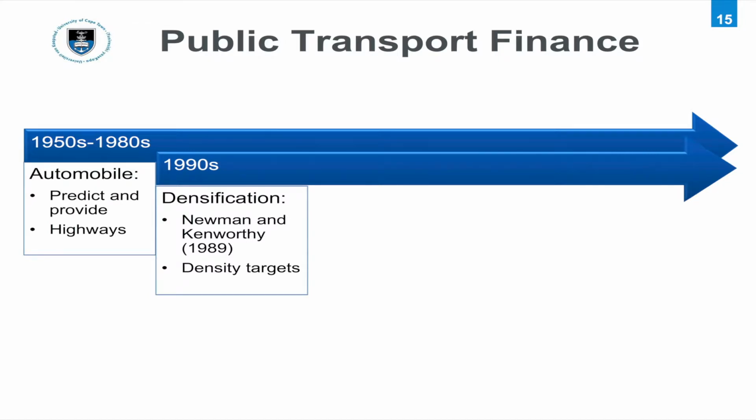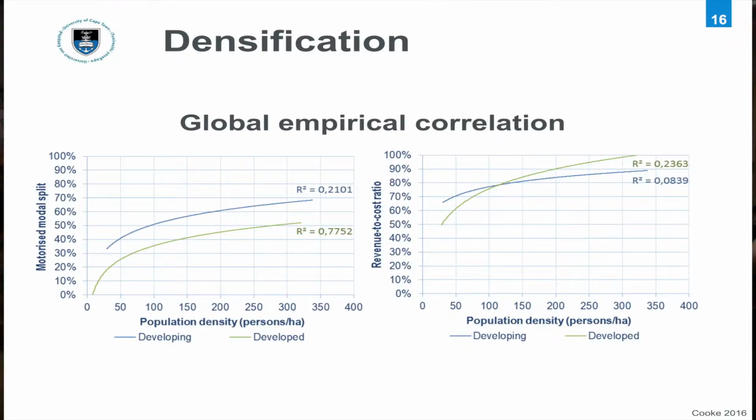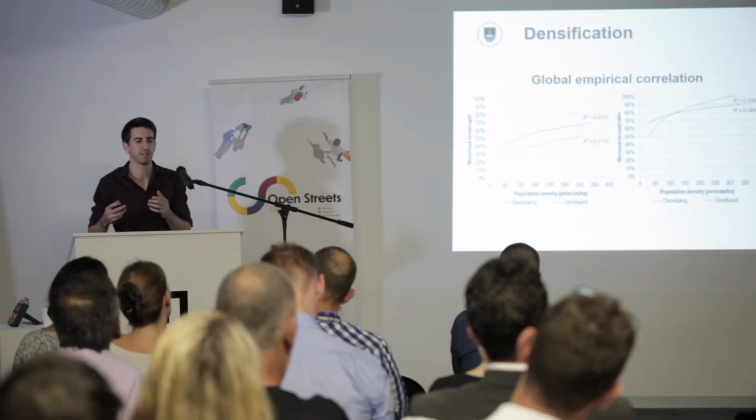Suddenly, the work of Newman and Kenworthy, looking at how the density of our cities can affect public transport usage and the financial viability of that public transport, came to the fore. Suddenly people started to look at the correlation between population density and the amount that public transport is used, or how successful it is, and therefore how financially viable it will be. Now, I know this made sense at the time, but the correlations were only strong when you looked at the cities in the developed world.